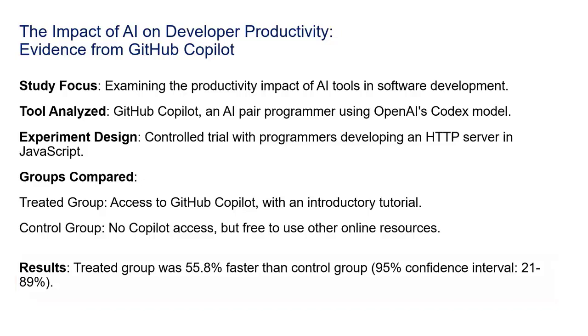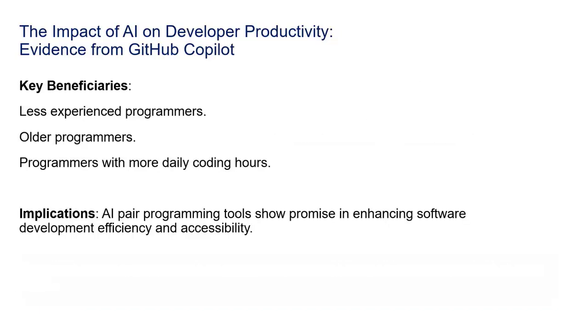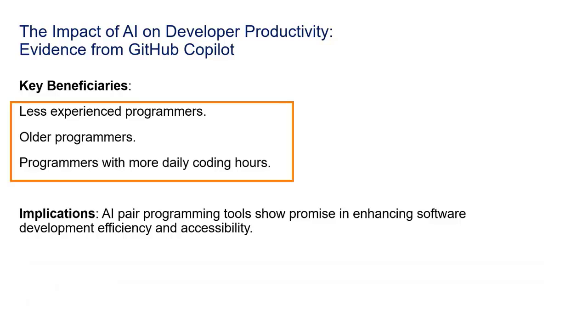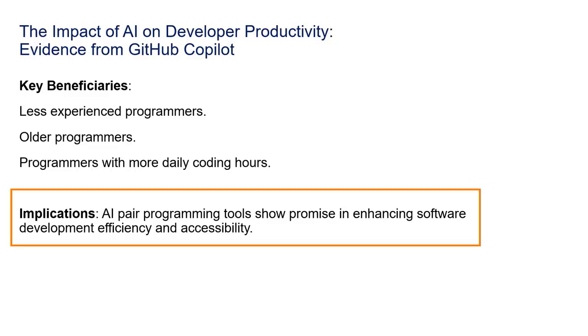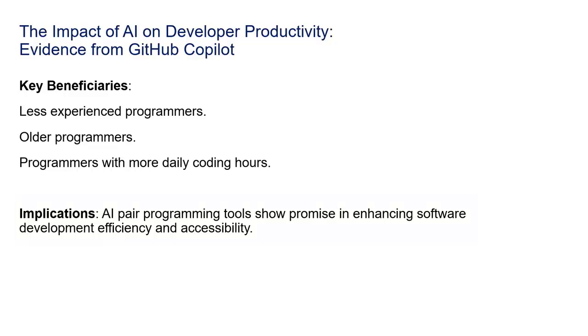If you look at the key beneficiaries from the study, programmers who had less programming experience, or programmers who may have had a larger experience but less experience with JavaScript, and programmers with more daily coding hours seem to benefit the most. So the implication of this study is that AI as a pair programmer, GitHub Copilot as a copilot or a pair programmer, shows promise in enhancing software development efficiency and accessibility.